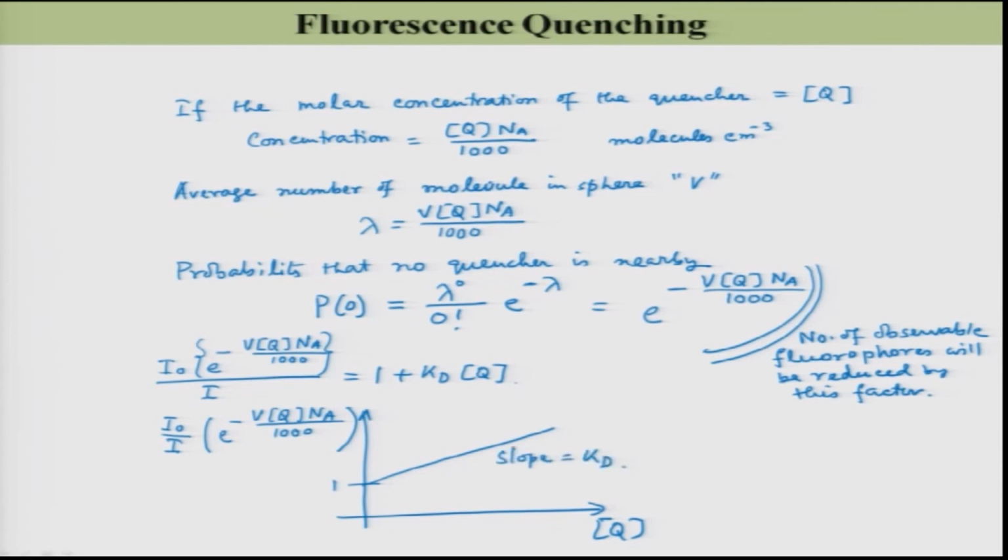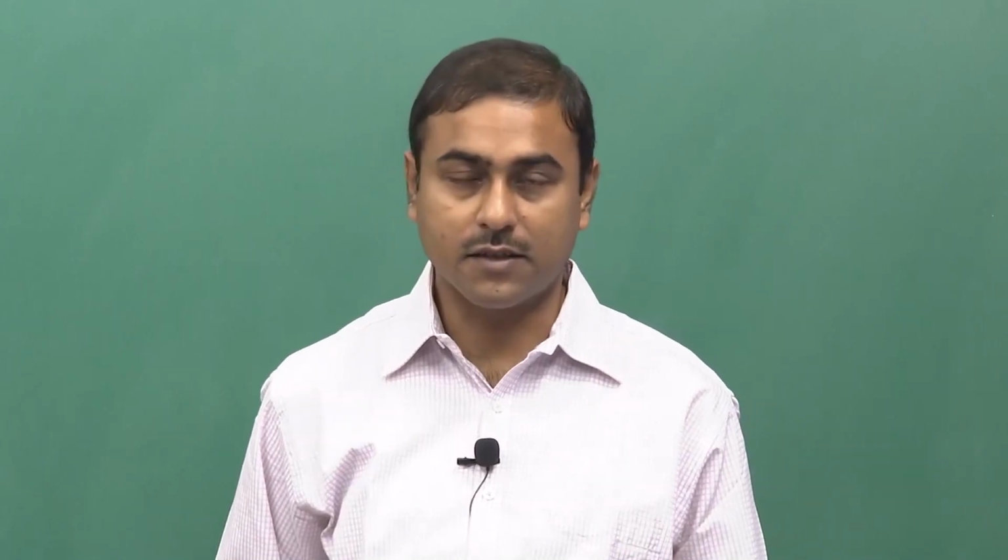See that if I had plotted I0 by I instead of this, I would get a line deviating from linearity, and I would think that okay, this is because of the combined static and dynamic quenching, but it is not, it is just because of the apparent static quenching, right, apparent static quenching. Okay, so let us finish here and we will continue our discussion in the next class. Thank you very much.